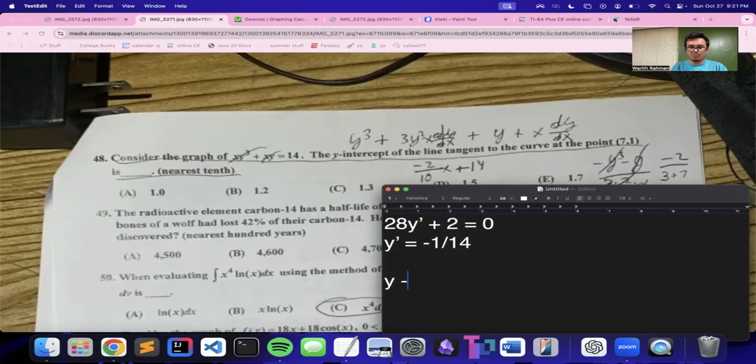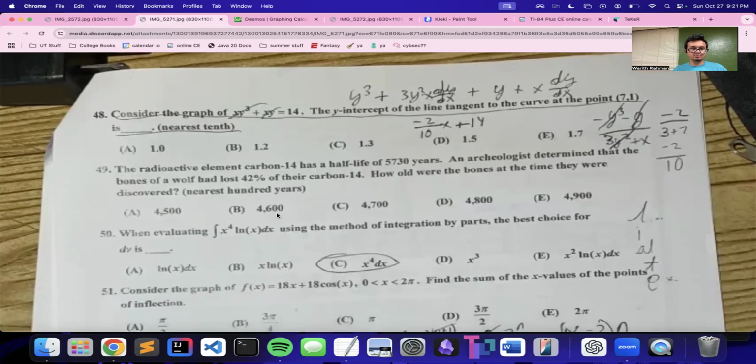Then we use slope-intercept form, sorry, point slope form. Then the y-intercept, so when x is 0, we plug in here, negative 7 times that is a half, plus 1 is 1.5. D.